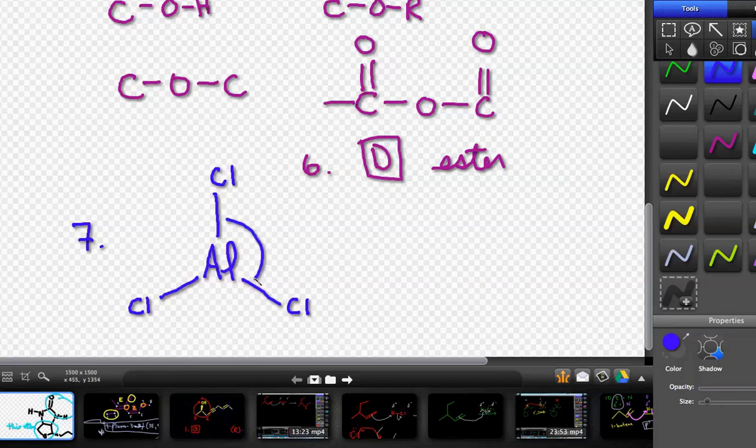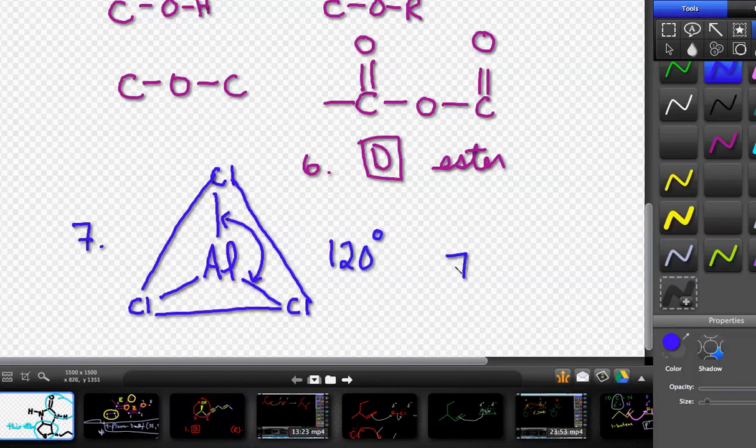So there's no lone pairs to depress bond angles. Essentially, you have an equilateral triangle, if you will. These bond angles are 120 degrees. So for number 7, the credited response is answer choice C.